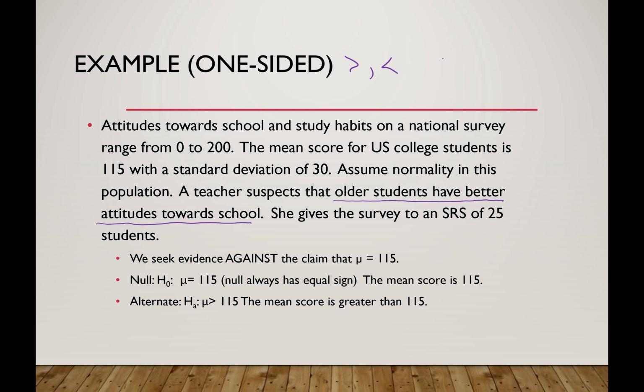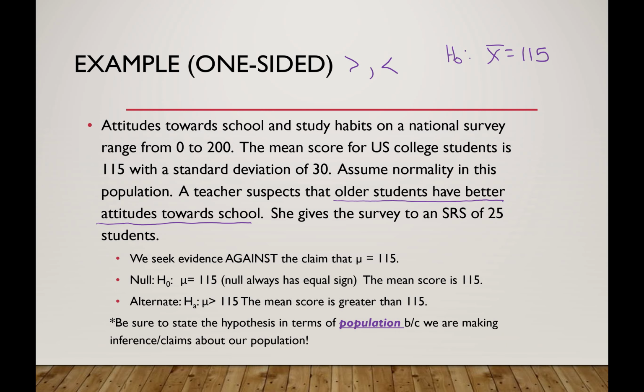Now, right away, if you ever wrote that the null was X bar equals 115, that's incorrect because that's the sample. The null is written in terms of the population because that's what we're trying to prove information about. So the null is always in terms of the population. So never use X bar, and also never, when we get to proportions, it's going to be p, not p hat. P hat is incorrect because, again, that's a sample. So null and alternative, always write in terms of parameters, not statistics.